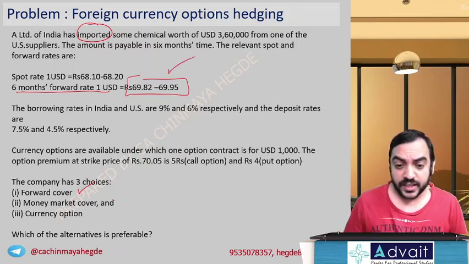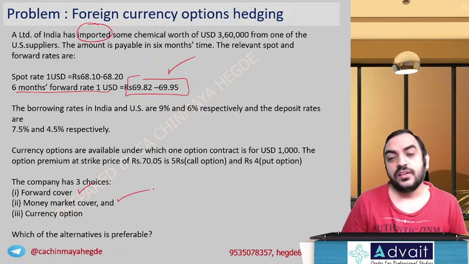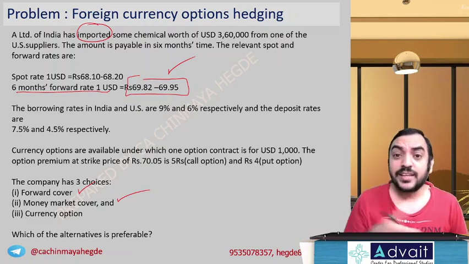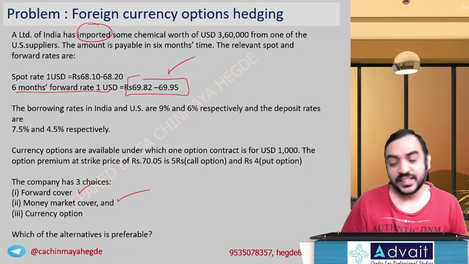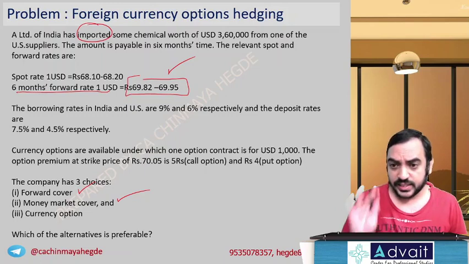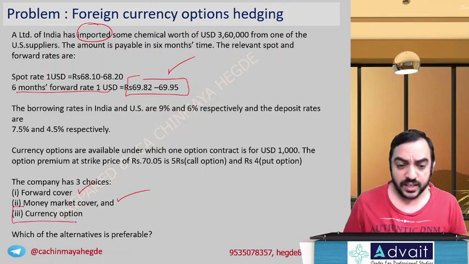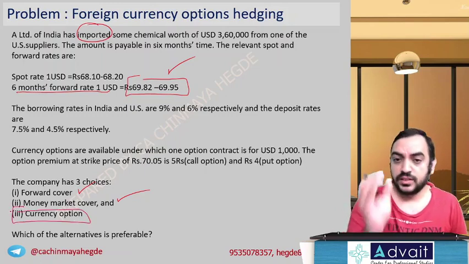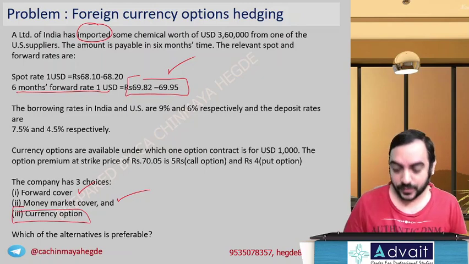Now, if it is money market cover, what should we do? You remember the shortcut we learnt? Use the IRPT formula to get the strategies, then make the 3 steps to present the answer. Let's follow those 2 first. Let's understand it clearly, and then we'll come to currency option. Let's see what would happen.